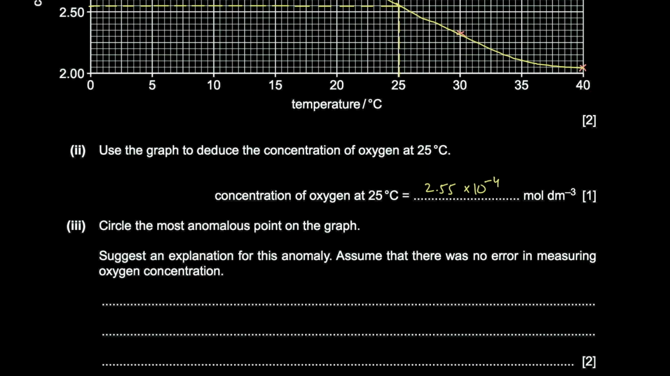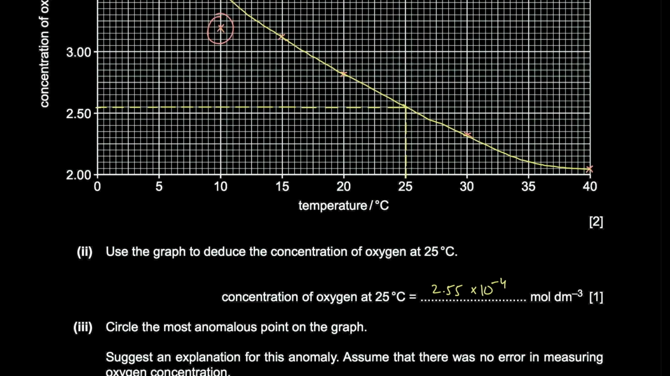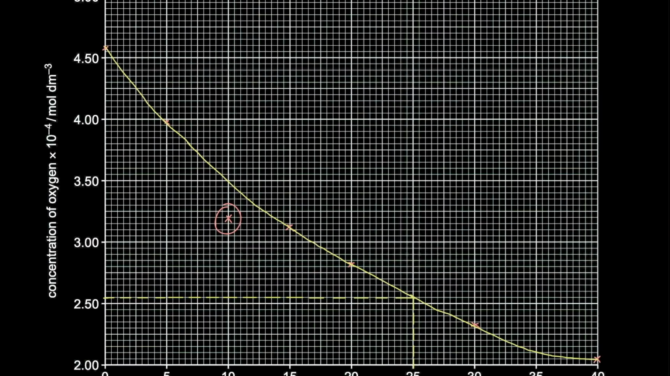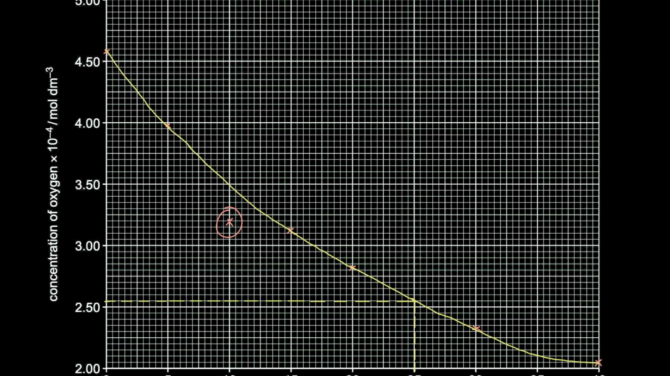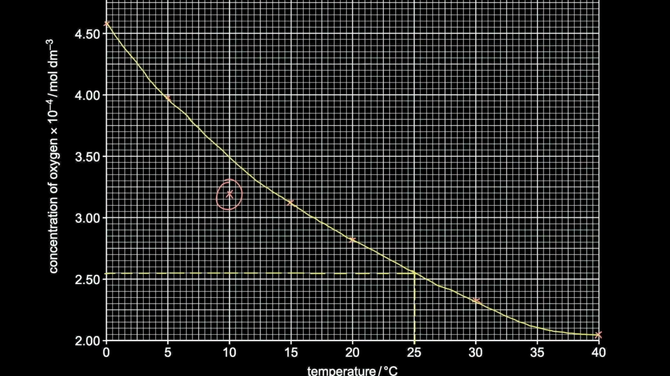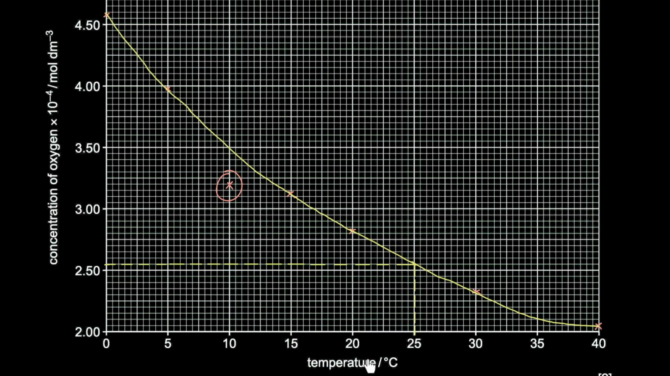Circle the most anomalous point on the graph. Suggest an explanation for this anomaly. Assume that there was no error in measuring the oxygen concentration. So here we have the anomalous point. And the question says to assume that there's no error in measuring the oxygen concentration, which means that there must have been some mistake we made when we were recording the temperature.